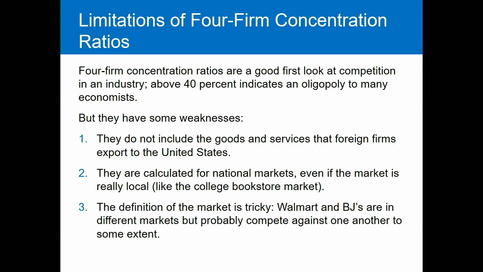They're also calculated for national markets, even if the market is truly local. So like the college bookstore market, you may say, okay, its four-firm concentration ratio, 75%, a lot less than the discount, like Walmart and Target. But if you're at St. Francis, you basically have the bookstore here and Amazon. You only have two choices. So there may actually be less competition in this market, even if there's a lot of firms across the country.